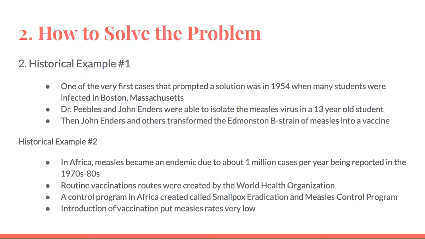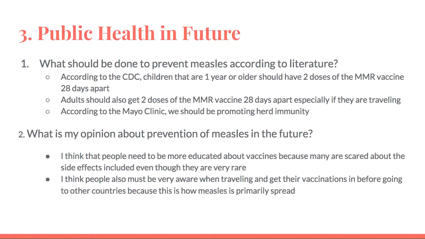Another historical example is in Africa when measles became endemic in the 1970s to 80s, where about 1 million cases per year were being reported, and this caused routine vaccinations to be created by the World Health Organization. And a control program in Africa was created called the Smallpox Eradication and Measles Control Program as well. And the introduction of the vaccination put measles rates very low.